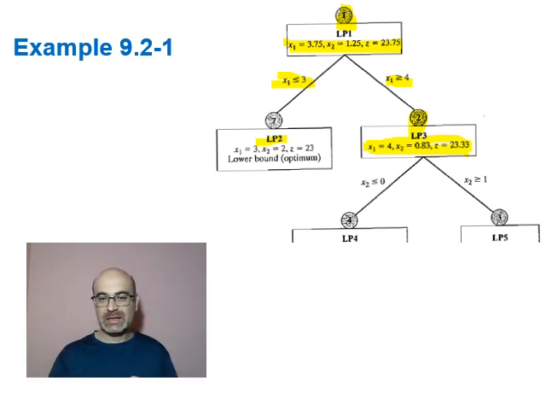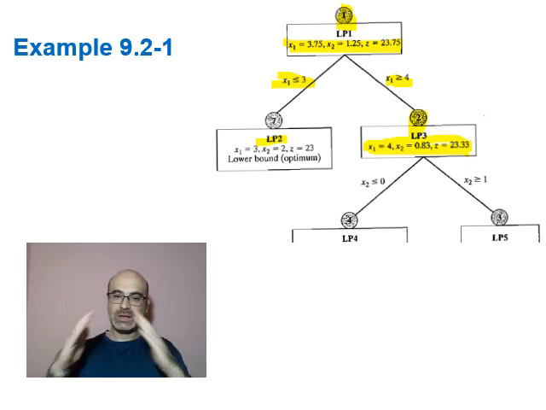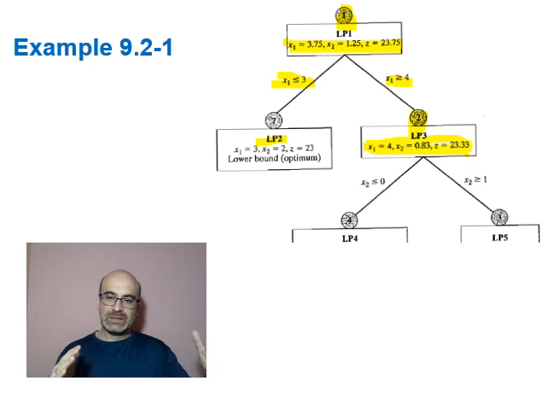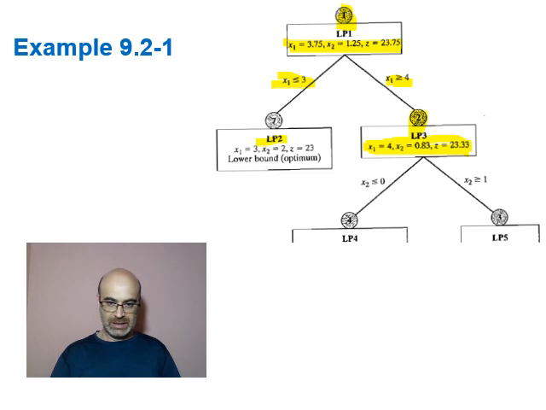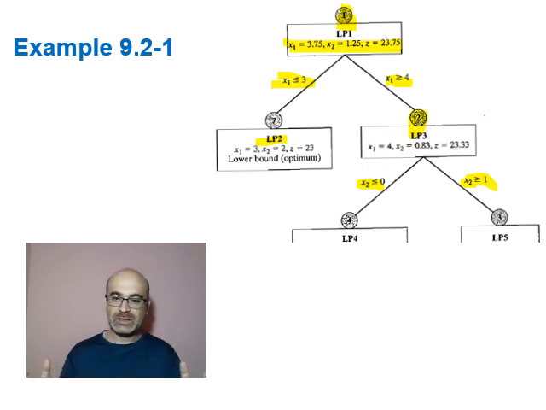So x2 is not an integer, it's fractional, 0.83. So I need to branch on x2. And it's between 0 and 1, so I say that x2 is less than or equal to 0 on one side, and x2 greater than or equal to 1 on the other side. Now the question here: can we branch on x1 at this step? But look, the value of x1 is already an integer, it's 4. So we do not branch on integer values. We only branch on fractional decision variables.